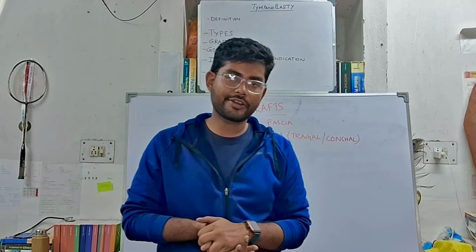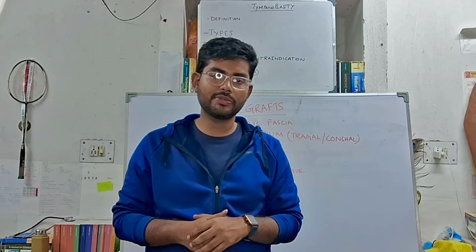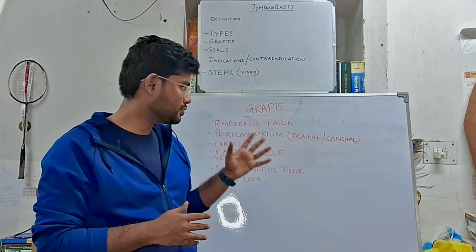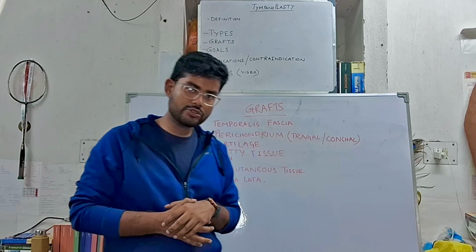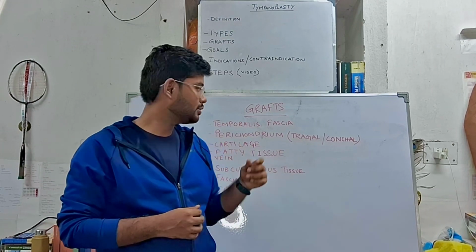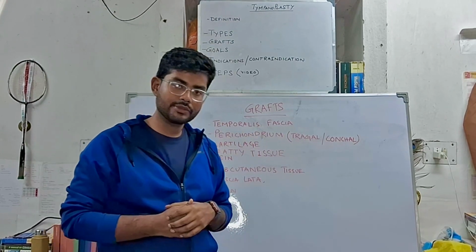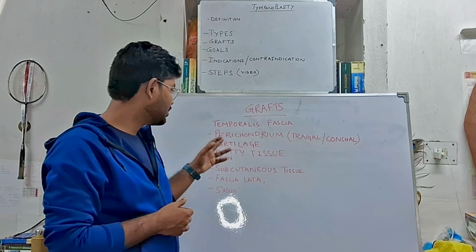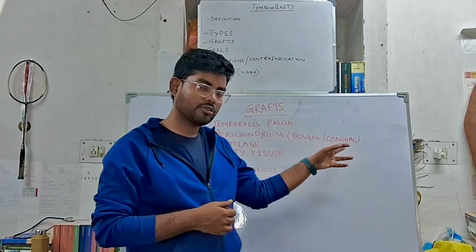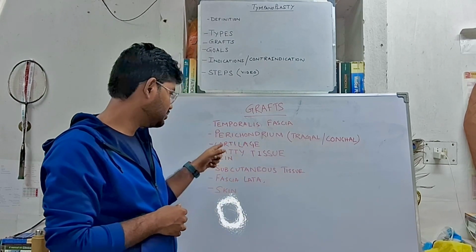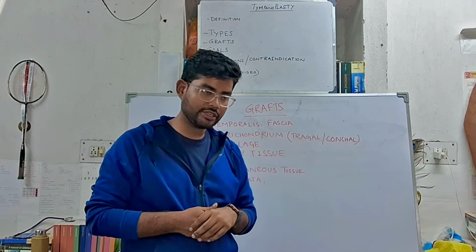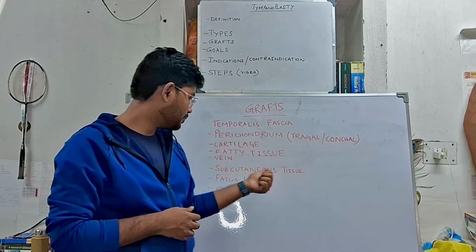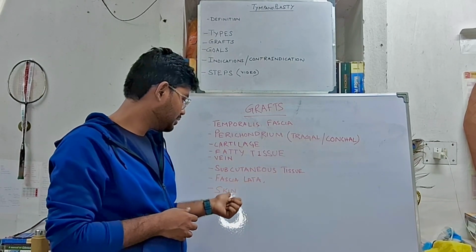So coming to the grafts that are used in tympanoplasty operation, the first one, which is the most widely used graft, is the temporalis fascia. The other materials that can be used as graft are perichondrium, tragal or conchal perichondrium may be taken, cartilage, again tragal or conchal, fatty tissue, vein, subcutaneous tissue, fascia lata and skin.